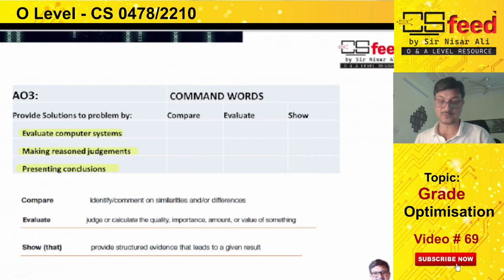So this is actually assessment objective 3. It has compare, it has evaluate, and it has show. Identify comments on similarity or differences, judge or calculate the quality, importance, amount, or the value of something, and provide structured evidence that leads to a given result.